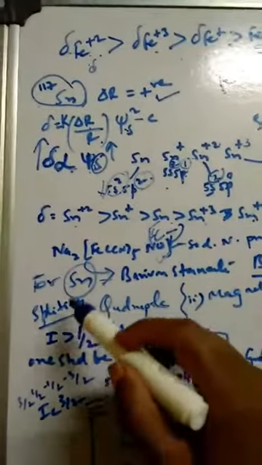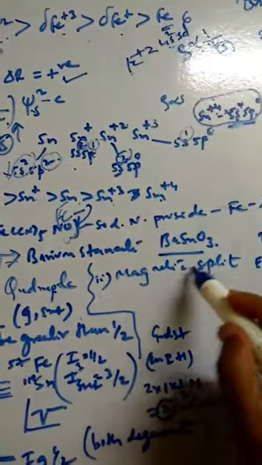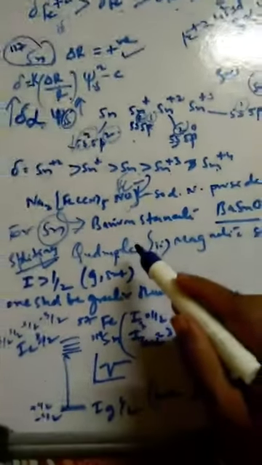Now, like the splitting in ESR, we have a similar splitting in Mössbauer. We can observe two types: quadrupole splitting and magnetic splitting here. So what is this quadrupole splitting?